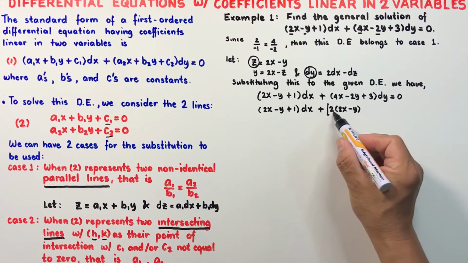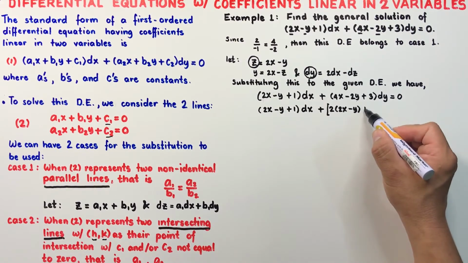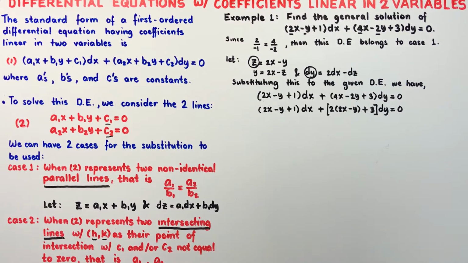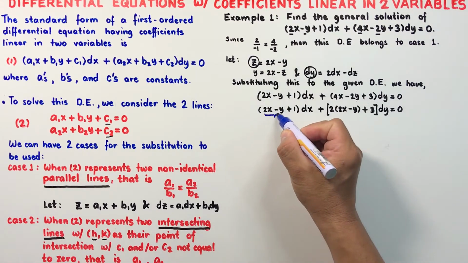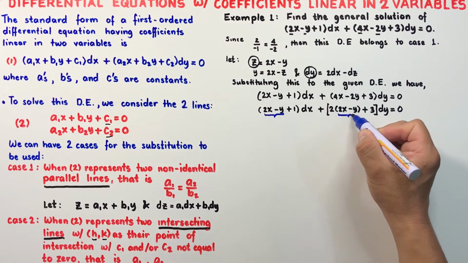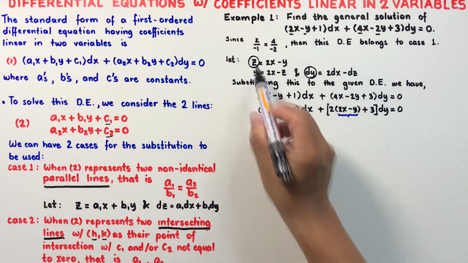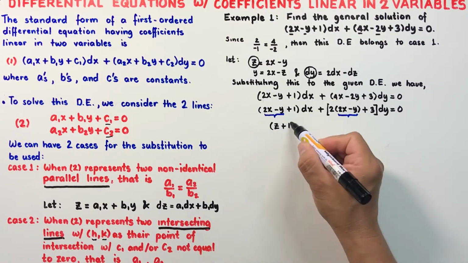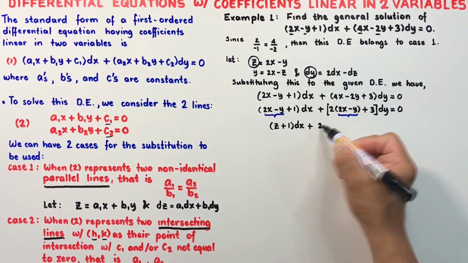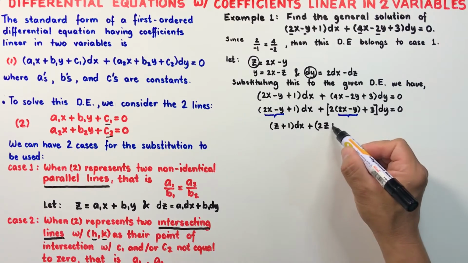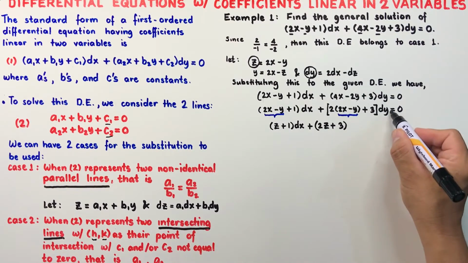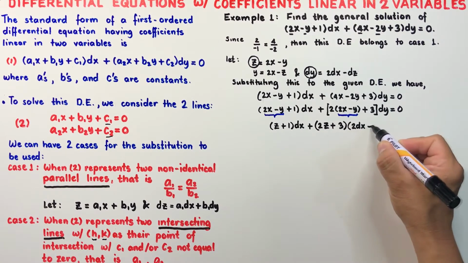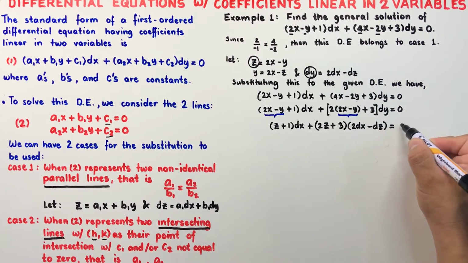So we have this 2 times the quantity of 2x minus y plus this constant 3 here, and this is multiplied by dy. And for what purpose? So that we can replace this 2x minus y and also this 2x minus y by our new variable z. So instead of writing 2x minus y, we will write z. So this becomes z plus 1 times dx plus 2 times the z here, plus the constant 3, times the value of our dy, which is this one here. So this is multiplied by 2 dx minus dz, which is equal to 0.